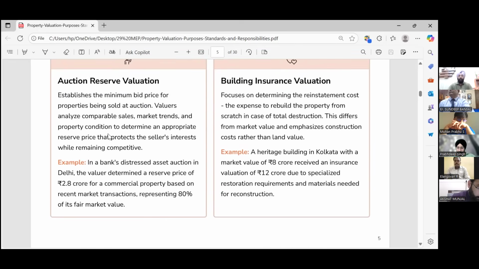So for example, in a bank's distressed asset auction in Delhi, the valuer determined the reserved price of 2.8 crore for a commercial property based on its recent market transactions representing 80% of fair market value. So what is this 80%?